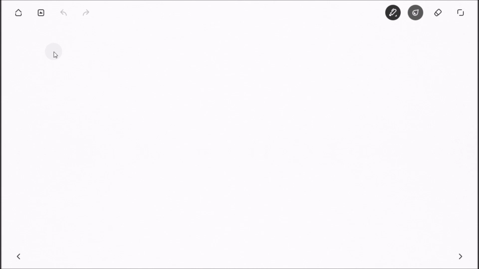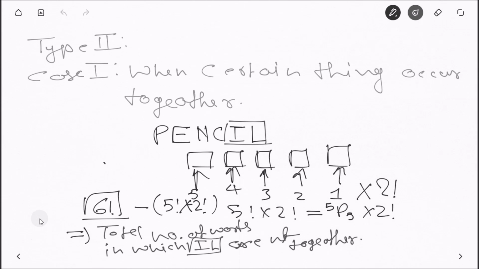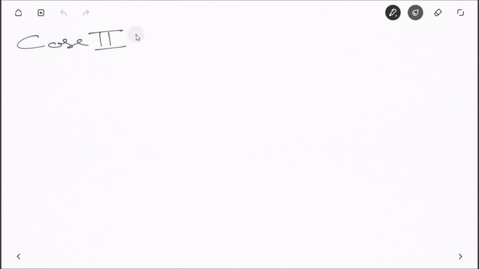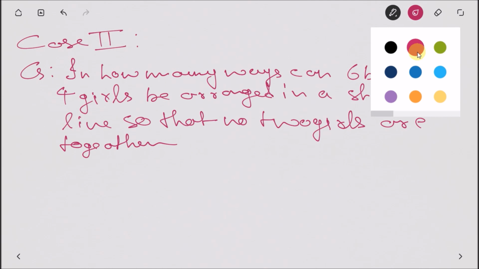So the next case is of the second type. The first case was that, and the second case is when more than two things are not together, like in the question given here.